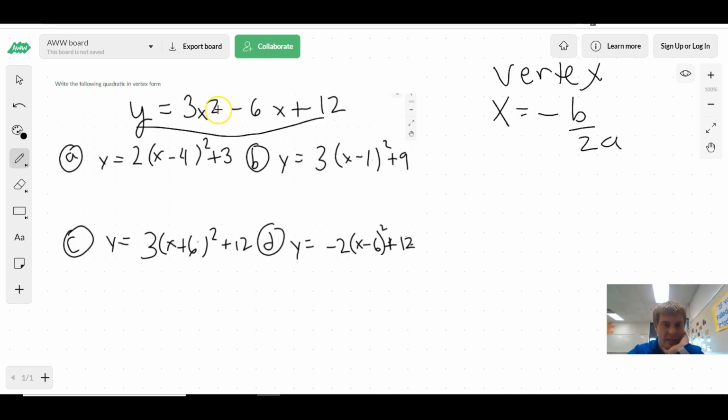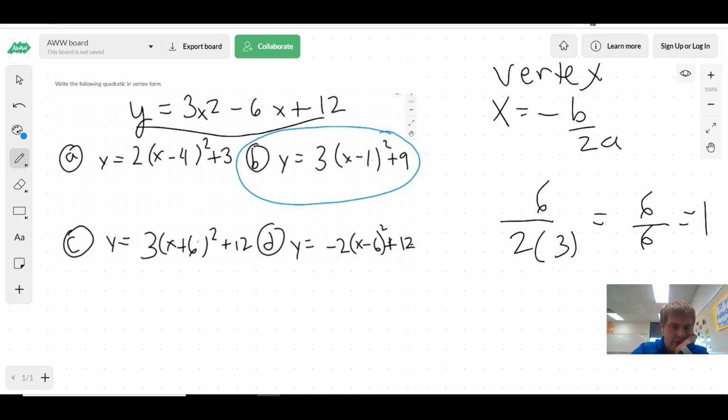So to do that, that would be 6, because that's my b term, and I want to make it negative, so if it's already negative, it becomes positive, over 2 times a, which is 3. So that's going to be 6 over 6, which gives you 1. And if you look through, there's only one choice that has your x being 1, which is this one.